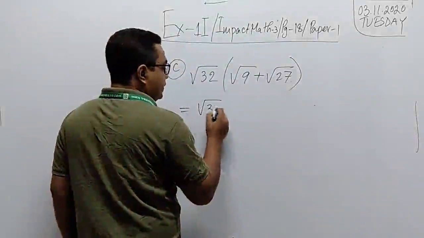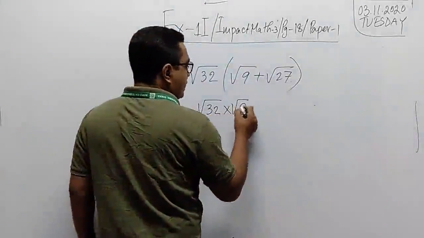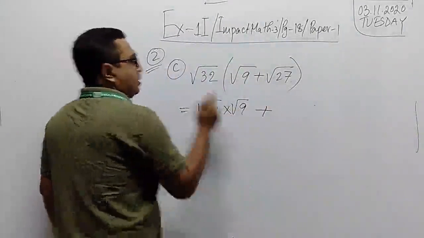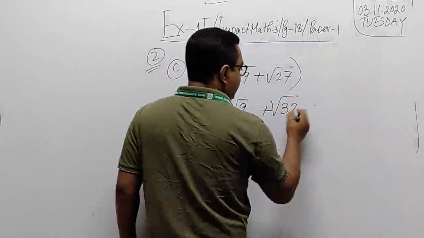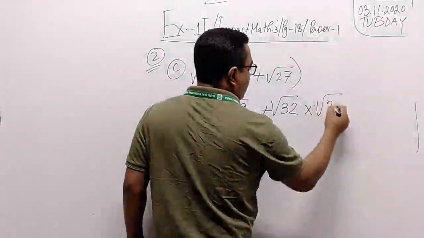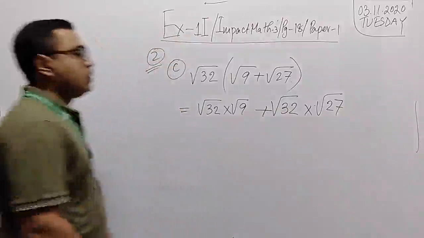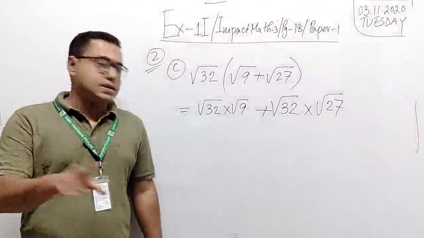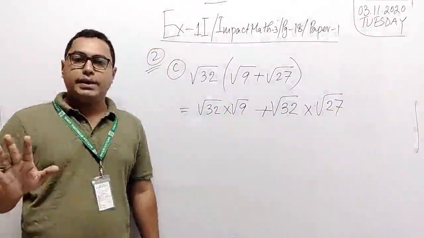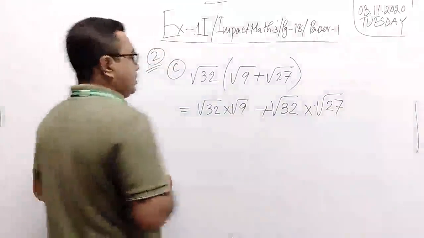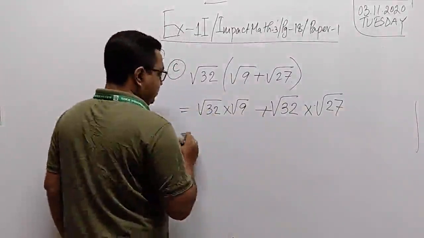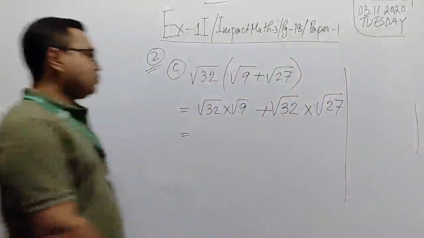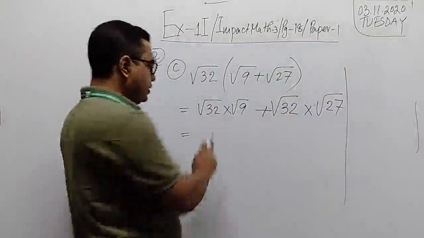So, square root of 32 times square root of 9, plus square root of 32 times square root of 27. Our first task in this math is done. Now, try to simplify them. So, to simplify them, we have to work on something.